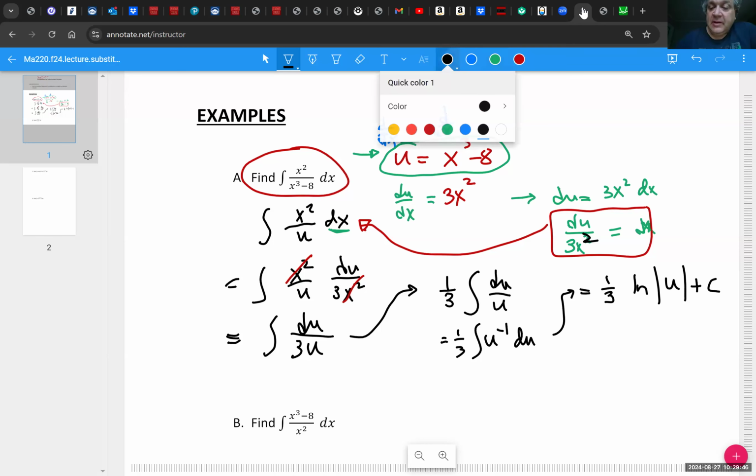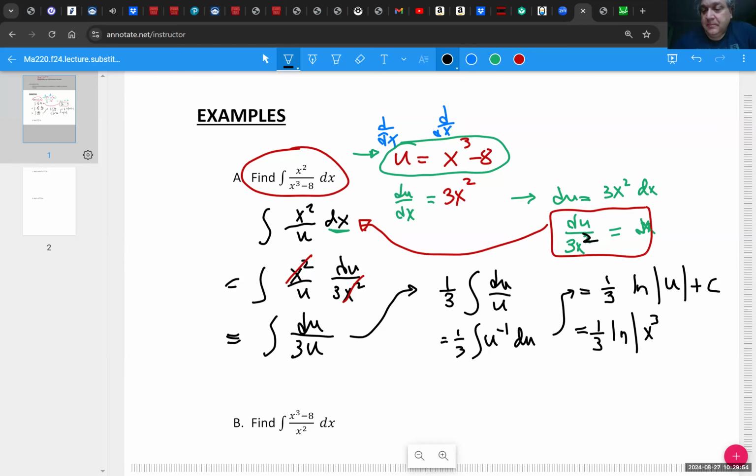So we can simply write this as 1/3 natural log, not of u, but of the absolute value of x cubed minus 8, plus c. And that is the first example problem of simplifying using this method of substitution.